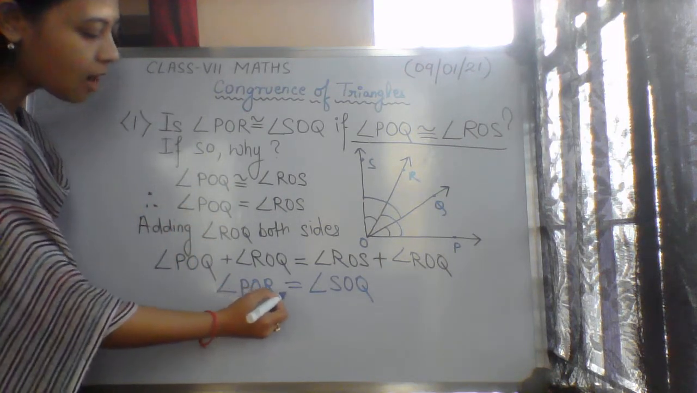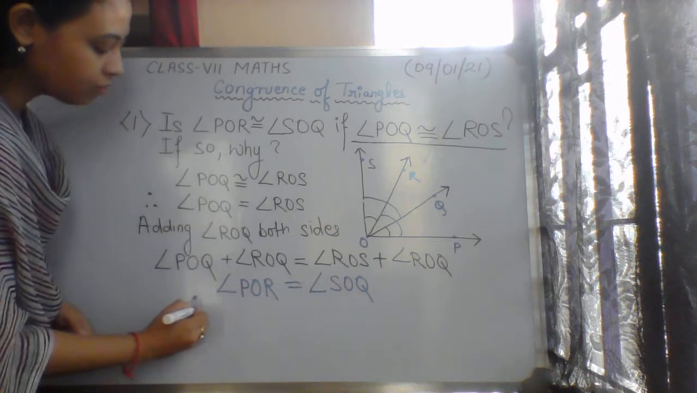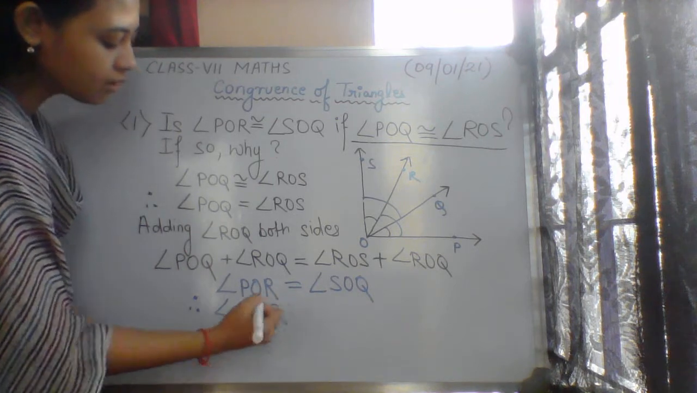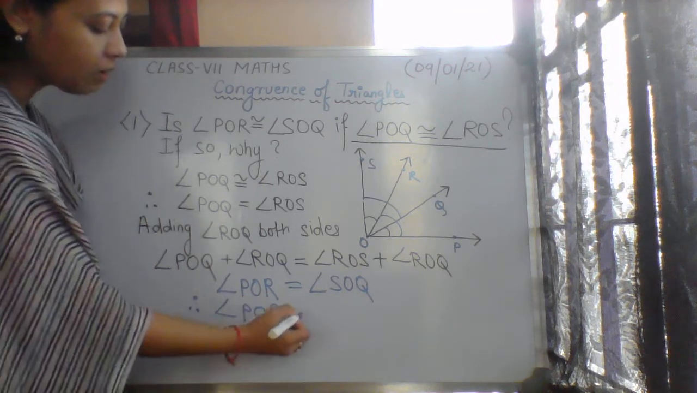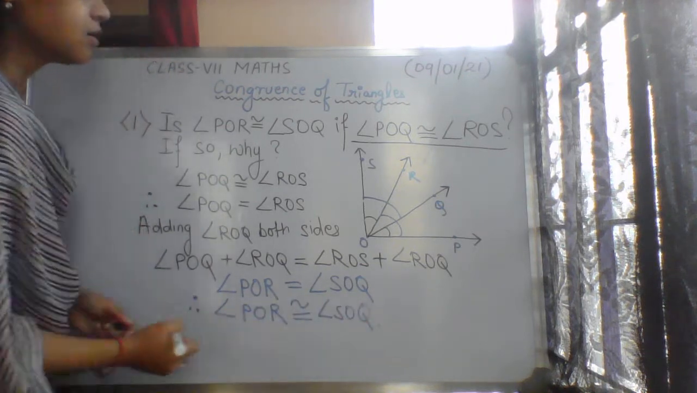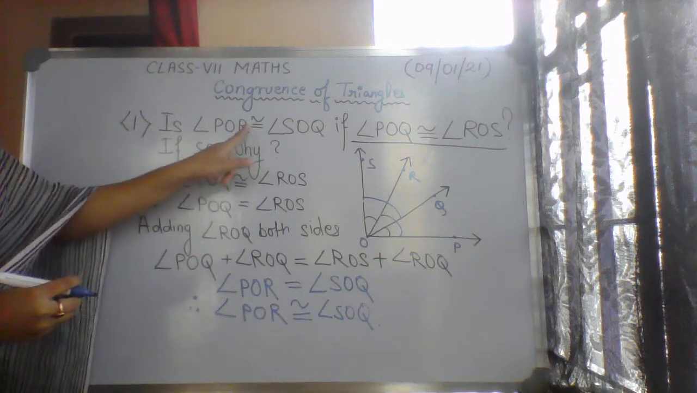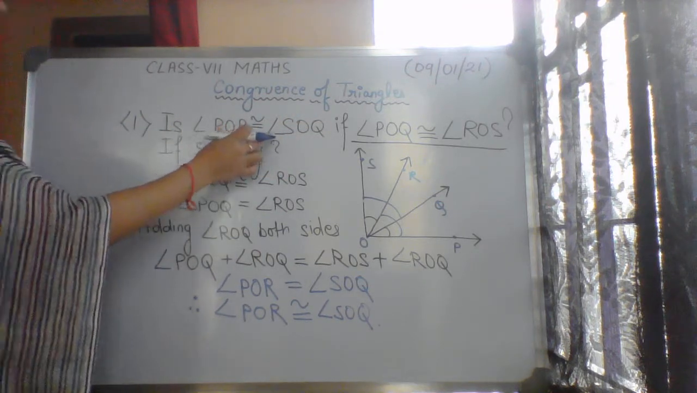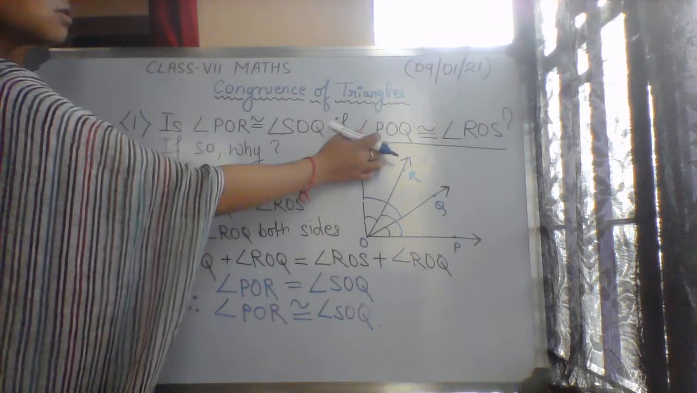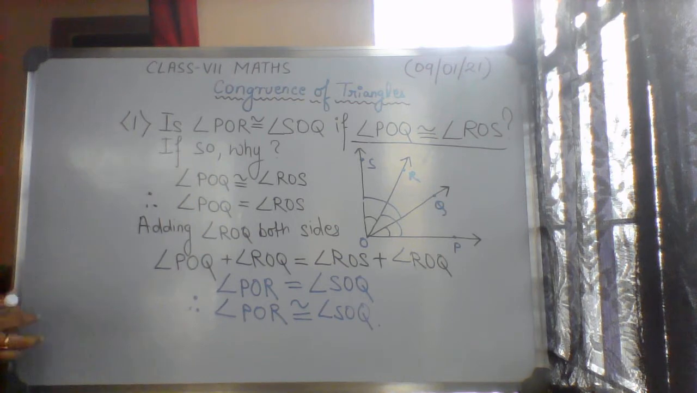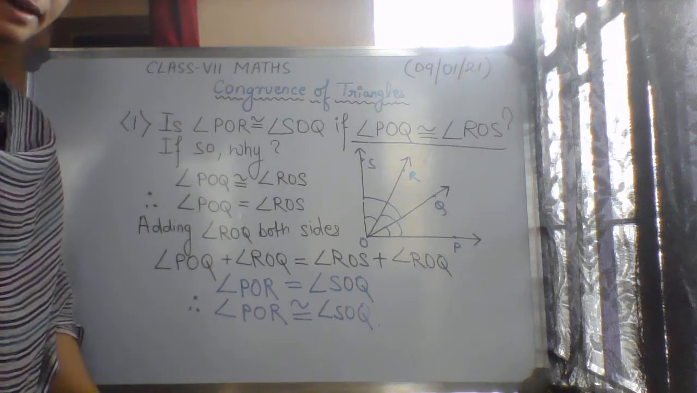So angle POR equal to angle SOQ. Therefore, we can easily write that since the angle measurements are equal, angle POR will be congruent to angle SOQ, and it proves our question. Angle POR congruent to angle SOQ. So is this angle congruent to this angle? If so, yes. How? You have to show in this manner. If so, why? Why means you have to totally show that. Okay. So I think this question is clear.